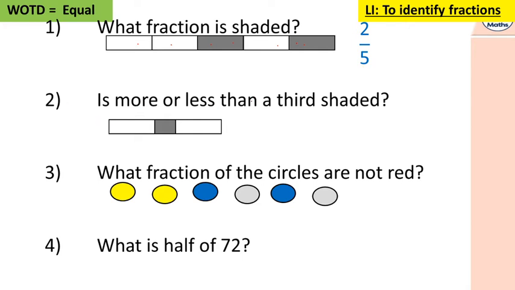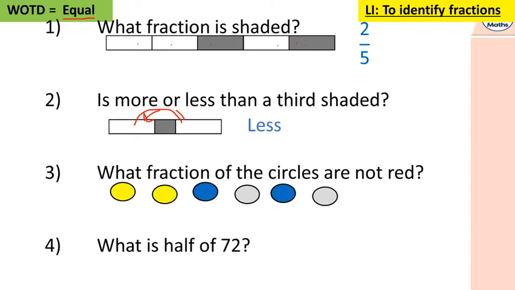Number 2 is more or less than a third shaded. So look at the answer and then we'll go through it. So it's less. So it might be 1 part out of 3 that's shaded. However, you need to remember that fractions are equal parts, and these 2 parts are much larger. So even though we've got 1 part out of 3 shaded, it's not 1 equal part out of 3. So much more space is left. So it is less than a third.